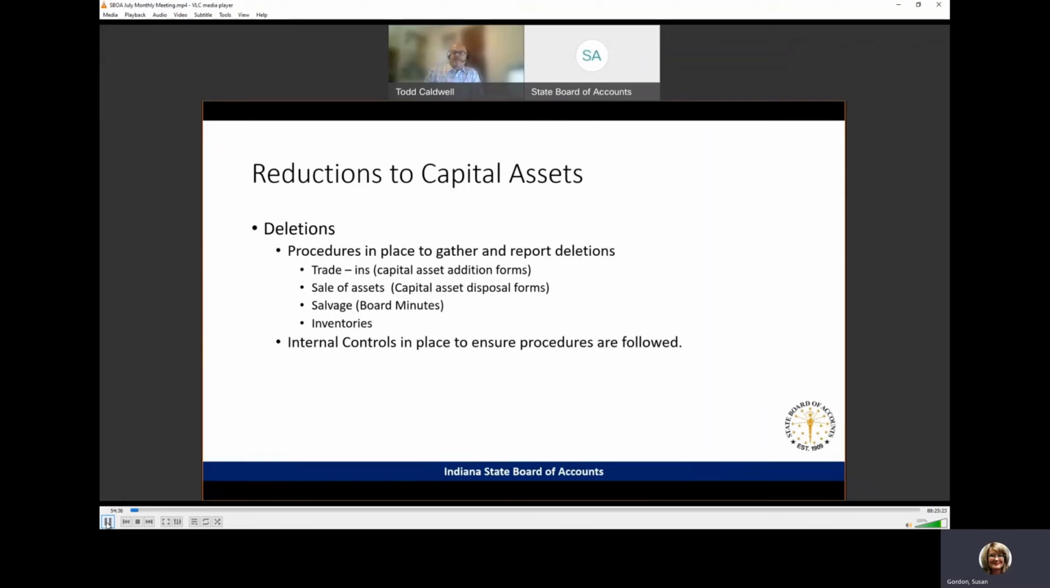Finally, the biannual inventories can weed out the assets that no longer belong to you. You print out a department's assets and have them review it annually or biannually for any disposals. That can help keep your asset records accurate and complete. And then the last bullet point, those clever little internal controls managed to sneak into another slide. You need controls to ensure that the procedures are being followed and producing the appropriate results for your disposal of assets and getting those accurately recorded.